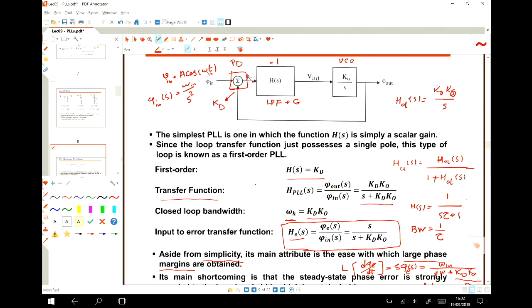Question on this? No? So I should ask a question then. Why can we write VCO like this?